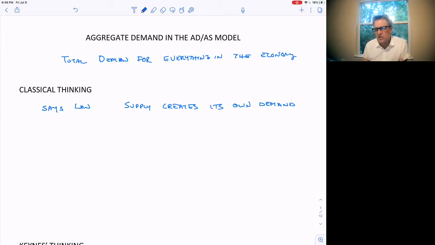So the solution then for a recession or depression is really not to do anything. The market will work itself out. The government doesn't have to step in and try to do something.